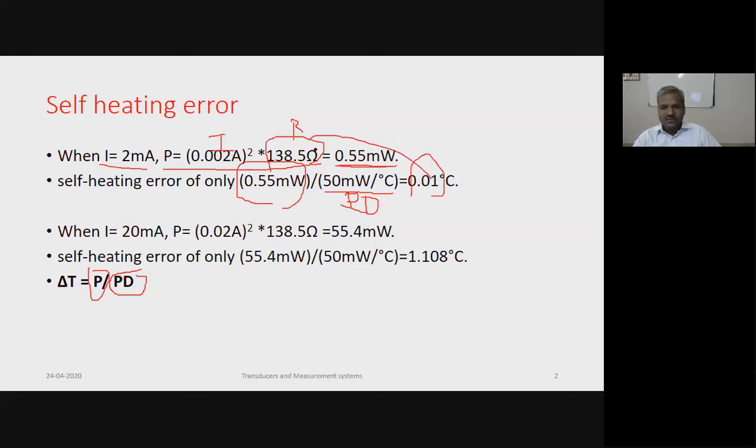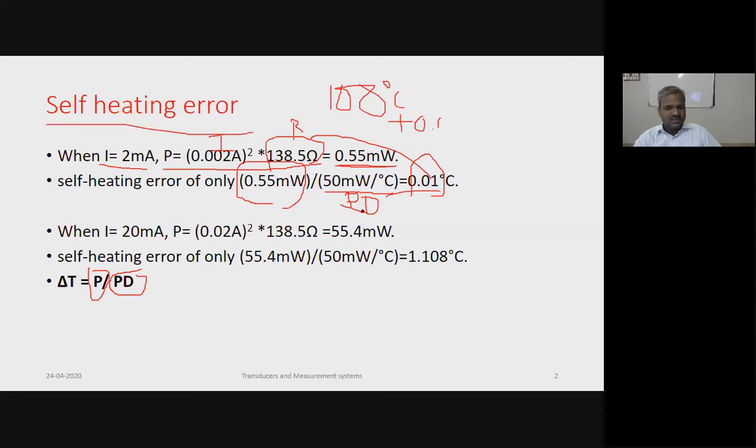So the 100 degrees Celsius is the original temperature, plus 0.01 degrees Celsius is added to that. The 0.01 degrees Celsius is the error. That error is called the self-heating error of the RTD.